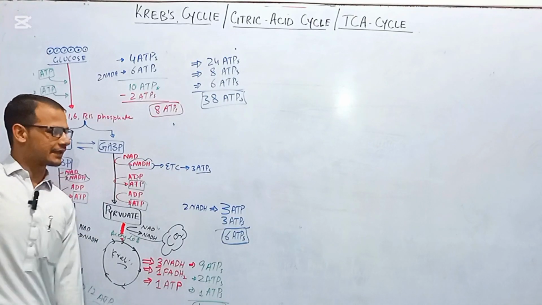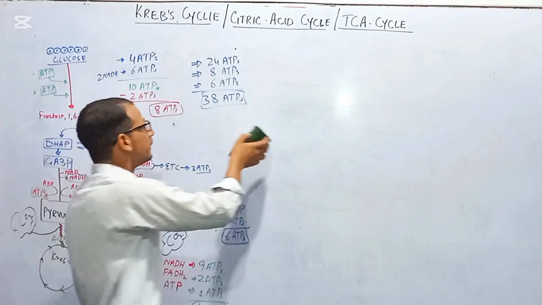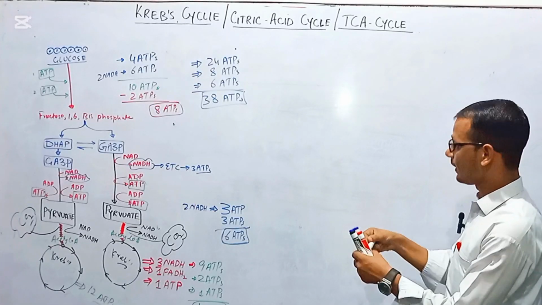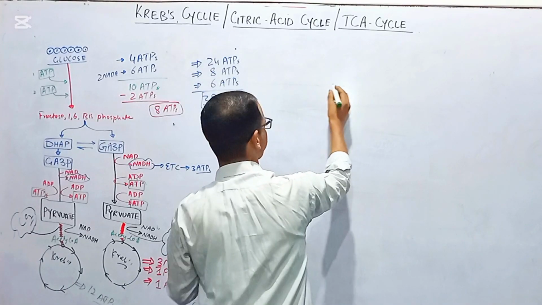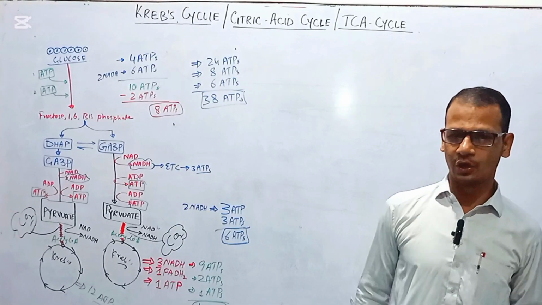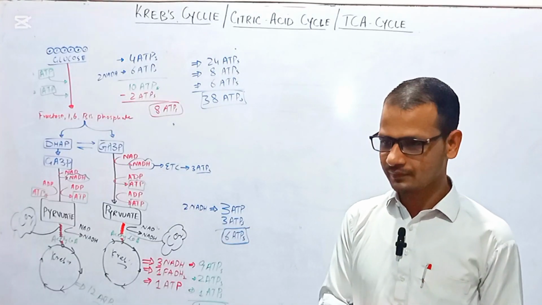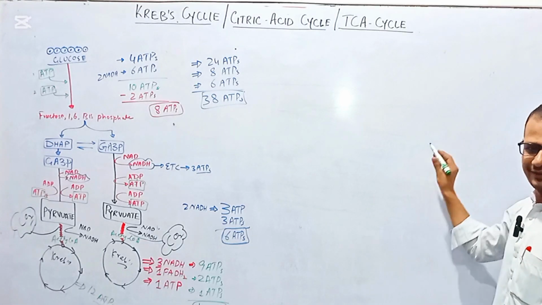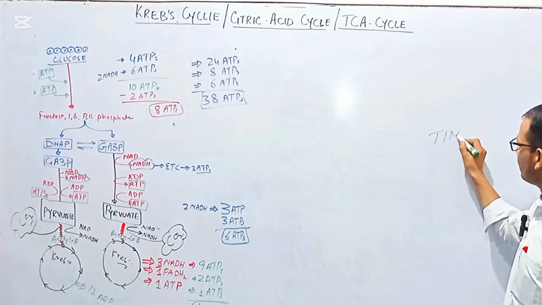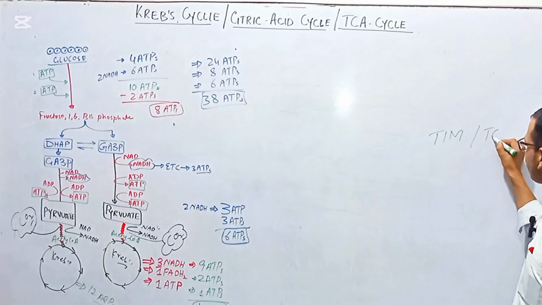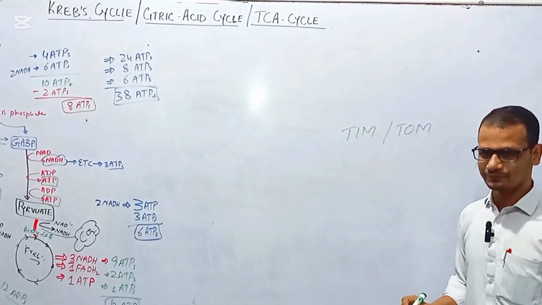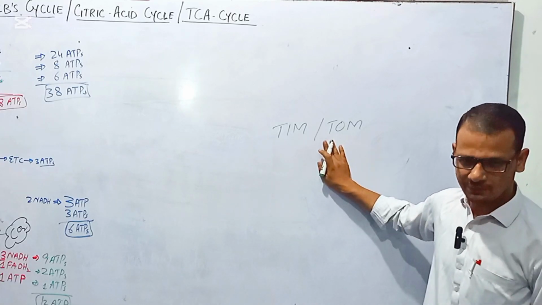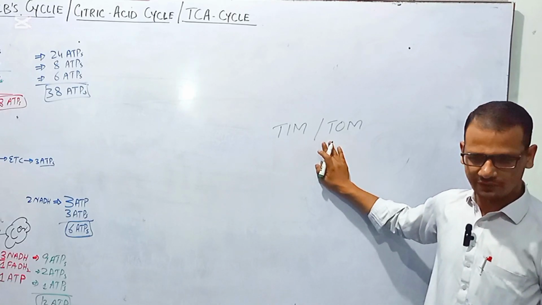Now we will start the Krebs cycle. For example, I have a mitochondria here. Do you know the Tim and Tom proteins? Tim and Tom, not Tom and Jerry. Tom and Tim proteins are very important proteins present in mitochondria, right?